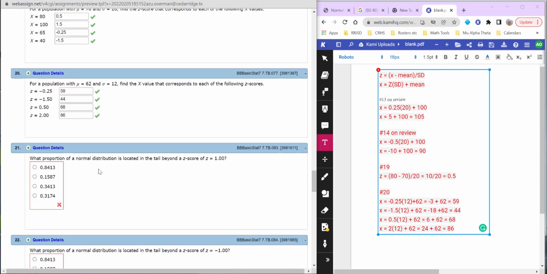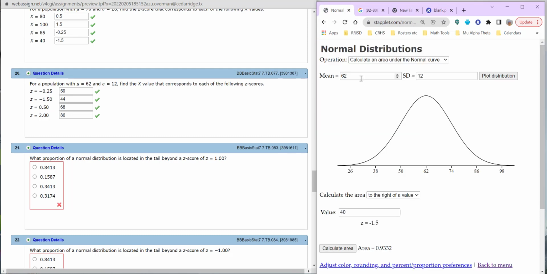What proportion of the normal distribution is located in the tail beyond a z-score of z equals 1? So let's go ahead. It's talking z-scores, right? So we automatically want 0 and 1. And they said, okay, we want it to the right of this. Now, I could use the empirical rule, or I could just say to the right of 1. Why do I want to the right and not to the left? Because they're saying beyond. So that means far away from the center.